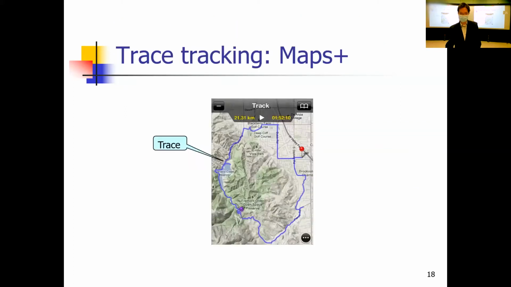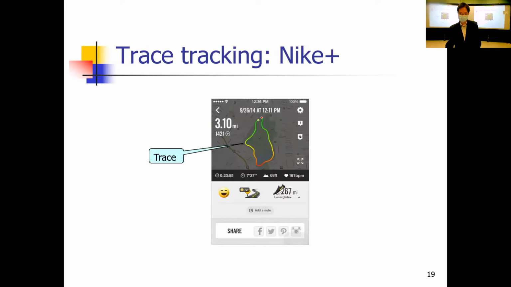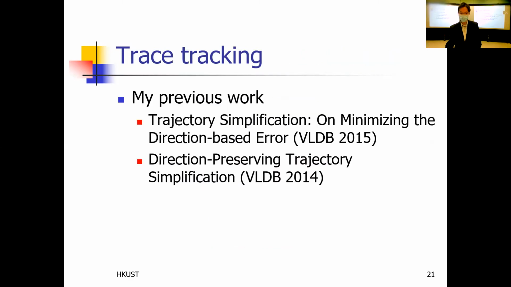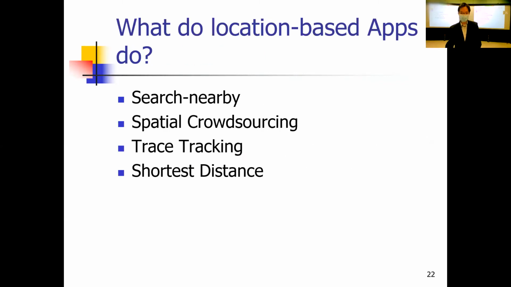You can see that Mass Plus, okay, you can see that this guy doing a hiking on a mountain, we can have a trace recorded in the app. And also Nike Plus, also the trace. And this one, Runkeeper, is used by me when I run near to my home. And then this can capture the kilometers I run and also the calories I burned at that time. And these also are 2 previous works related to this, trajectory simplification or minimizing the direction-based error, direction preserving trajectory simplification. And now go to the last one, which is the focus today, shortest distance.